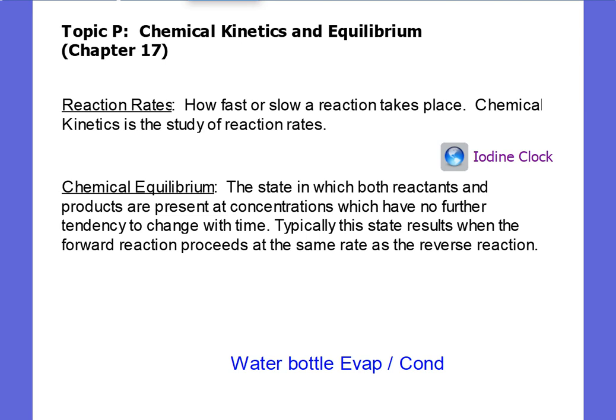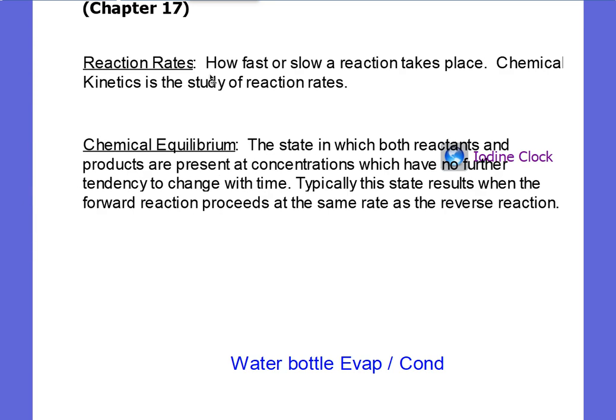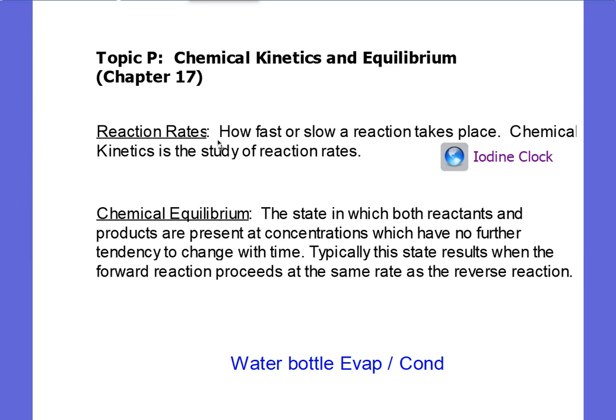So this chapter is partly about reaction rates, how fast reactions occur. That's a big part of it, the speed of the reaction. It's also about something called equilibrium. And equilibrium probably means balance to you. Does it mean balance to you? In this case, it's not the traditional balance, it's about the rates being in balance.